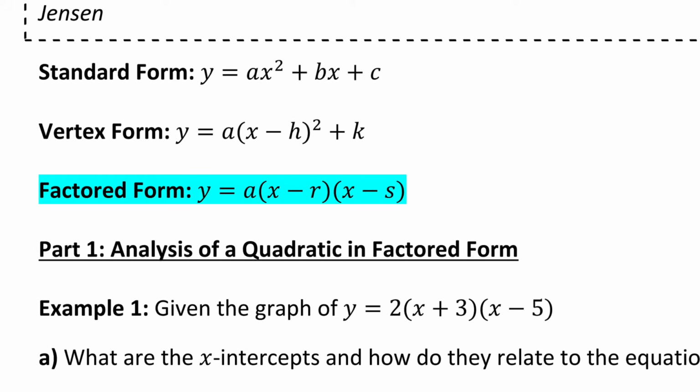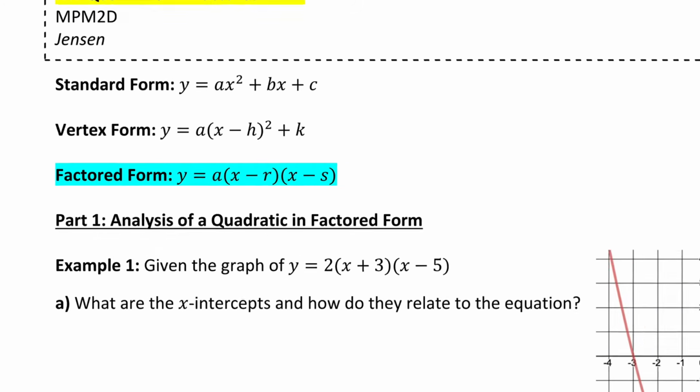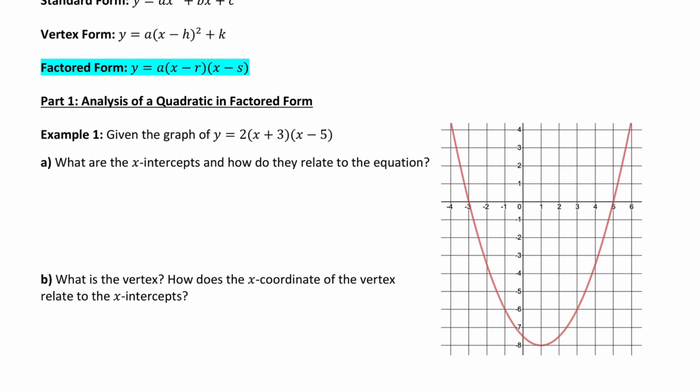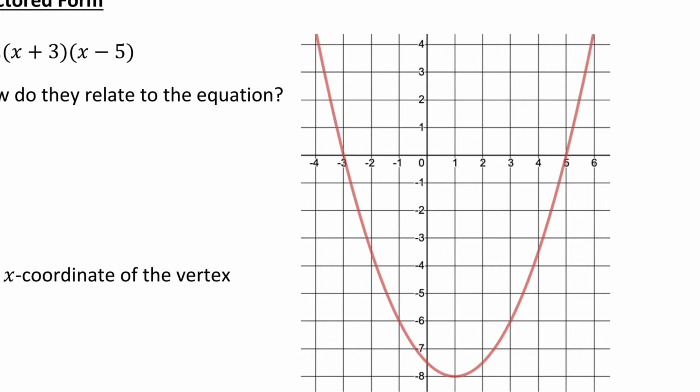Let's do an investigation here in part 1 so you can see what these parameters r and s tell us about a quadratic relationship. In this example 1, it says that if we are given the graph of y equals 2 times (x plus 3) times (x minus 5), and I see the graph over here, part A wants us to state what the x-intercepts are and how they relate to this equation. So let's start by looking at the graph and labeling the x-intercepts.